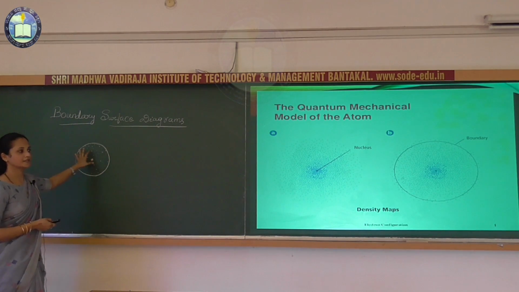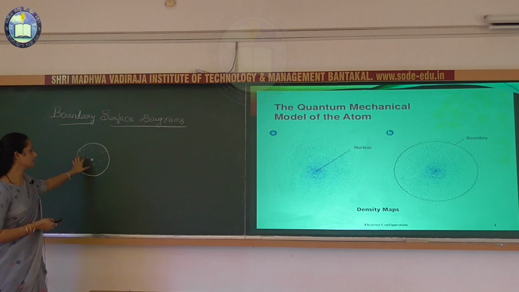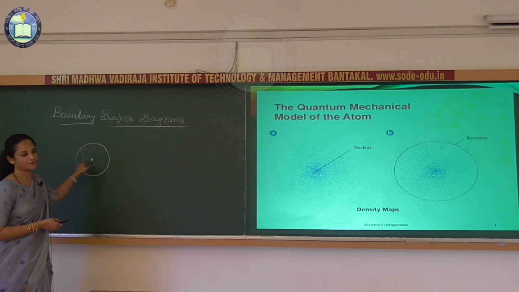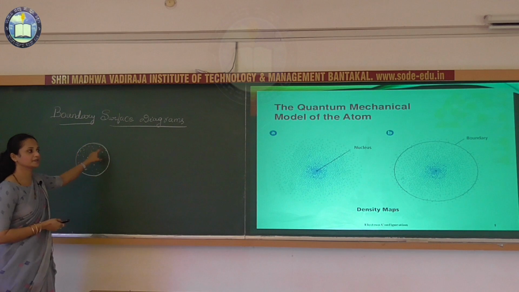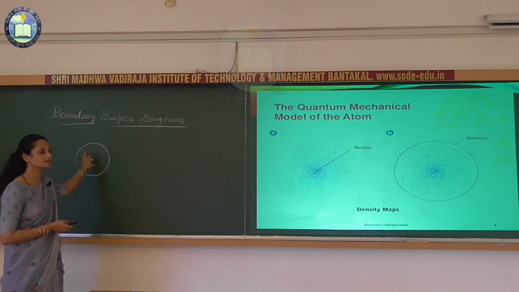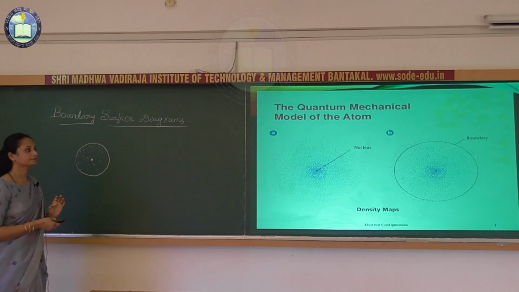In the picture, it shows the electron density around the nucleus in the case of the S orbital. So the S orbital has a spherical shape, and the probability of finding the electron around the nucleus is high in the S orbital.